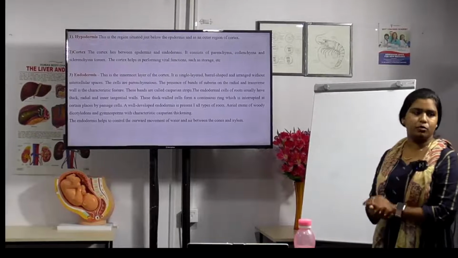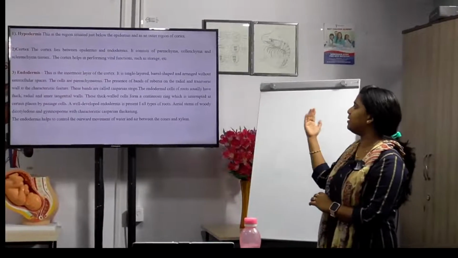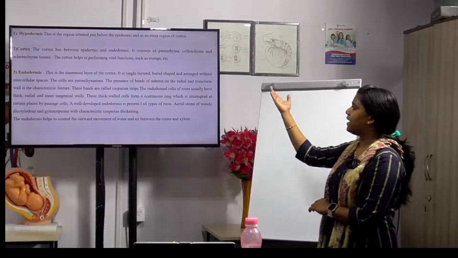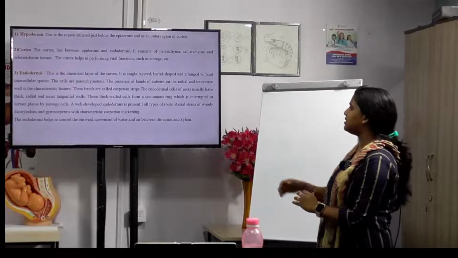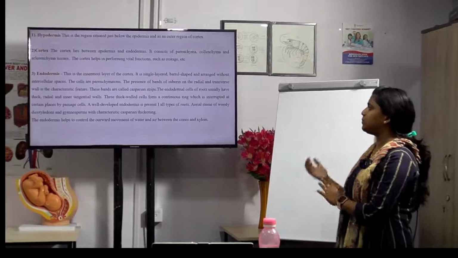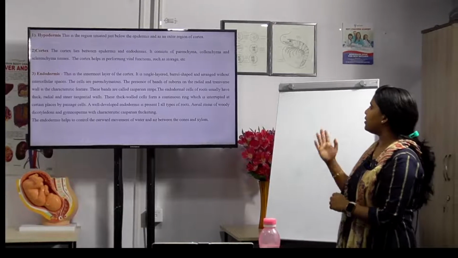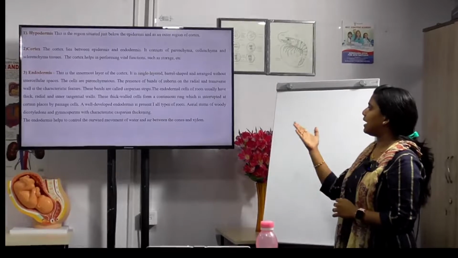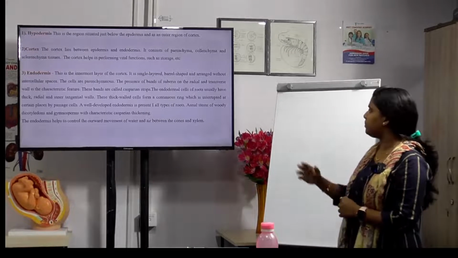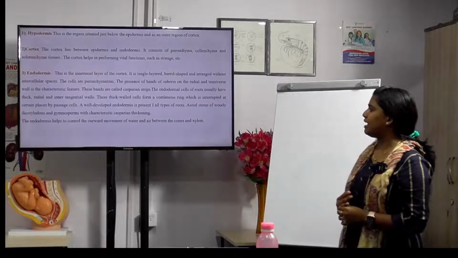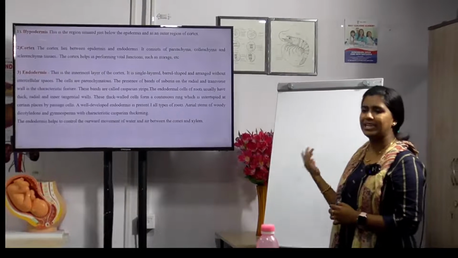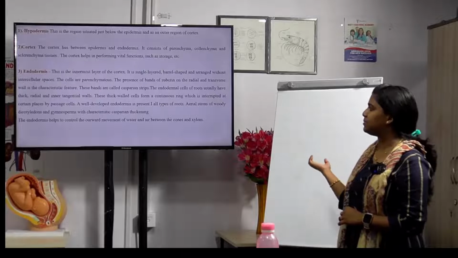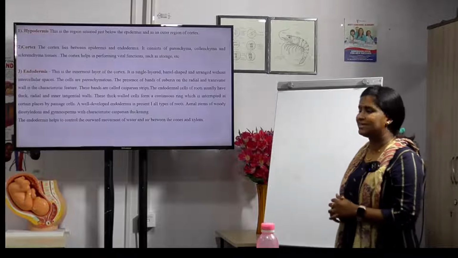Endodermis is the innermost layer of the cortex, and it is single layered and barrel shaped, arranged without any intercellular spaces, and the cells are parenchymatous. The presence of bands of suberin on the radial and transverse walls is the characteristic feature of them, and these bands are called Casparian strips. The endodermal cells of the root usually have thick radial and tangential walls, and these cell walls form a continuous ring which is interrupted at some places by passage cells.